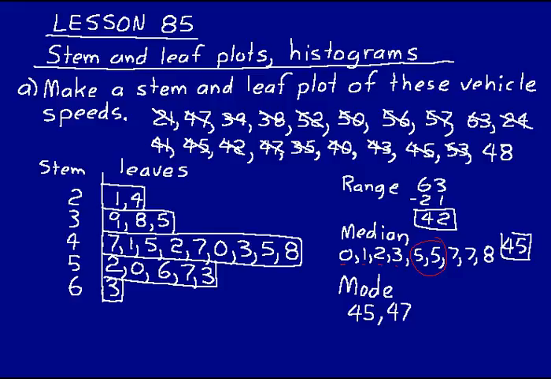Scientists use them all the time to help them organize their data. Otherwise, they may just have a bunch of numbers and they can't really make any sense of them. So they use tools like stem and leaf plots and histograms to help them organize their numbers, and that helps them think of other questions that they might want to ask based on those numbers.